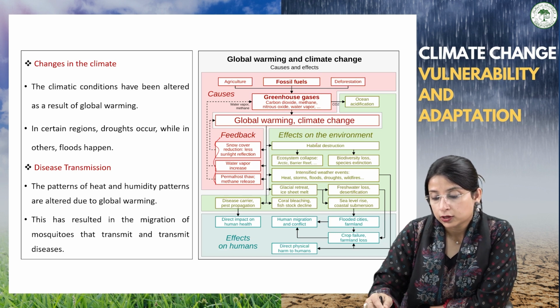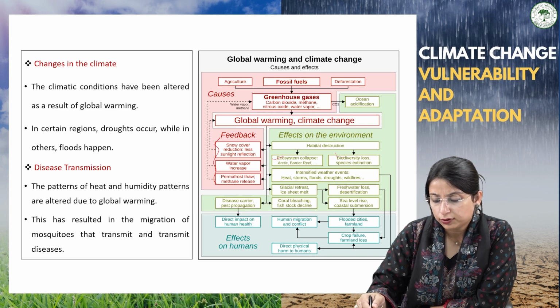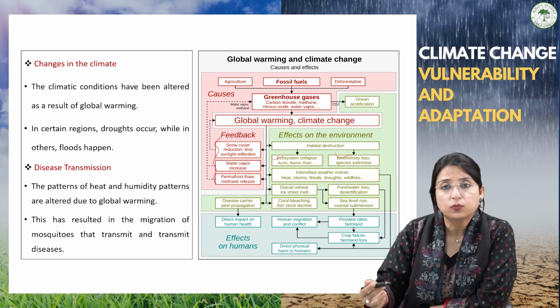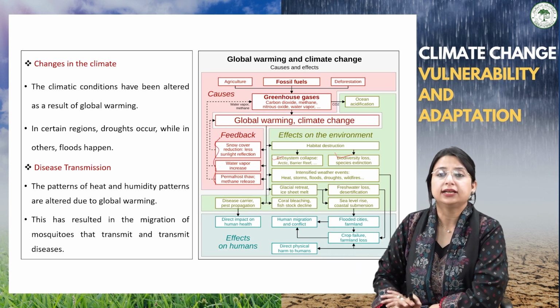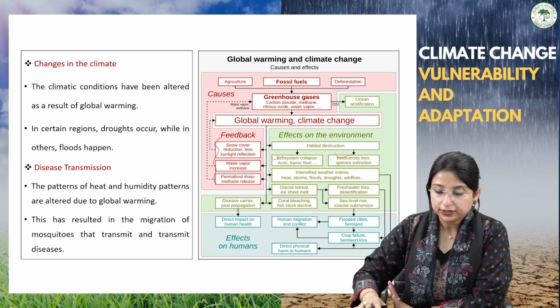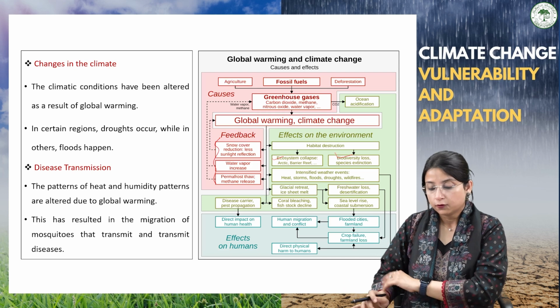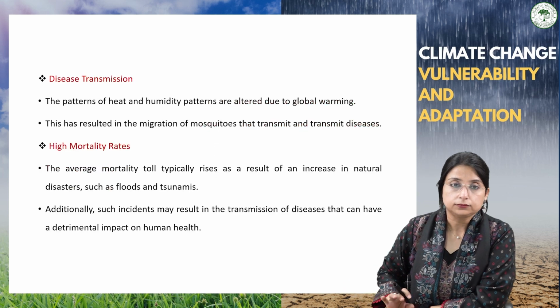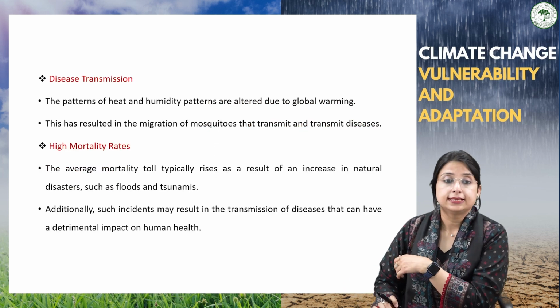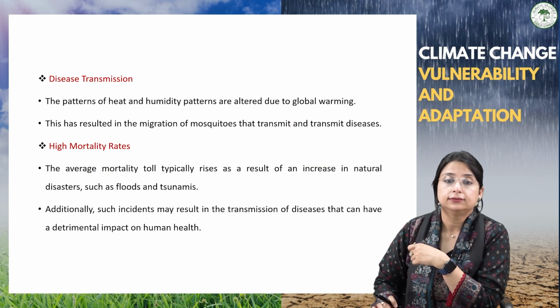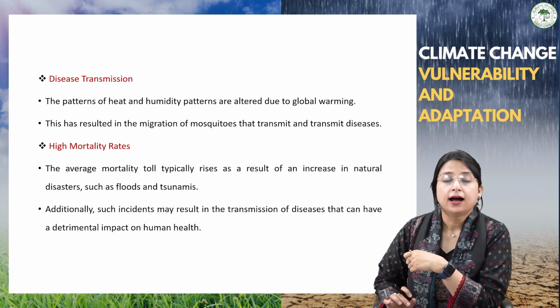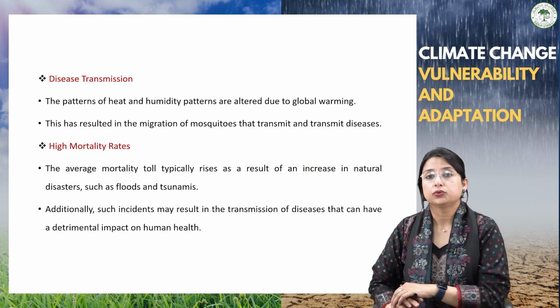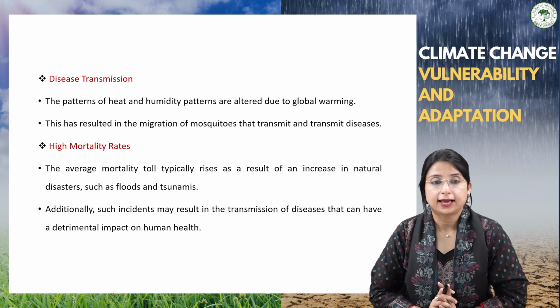Now, you have seen the effects on the environment. There is a direct effect in terms of the ecosystem, biodiversity loss, and even extreme weather events, which we are going to discuss further in our lecture. So I talked about disease transmission. Even a high mortality rate has been observed due to global warming, which leads to climate change.